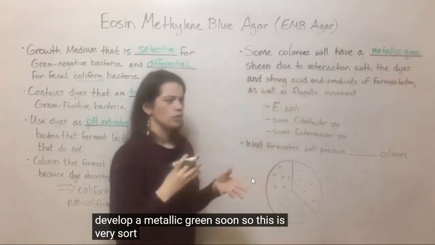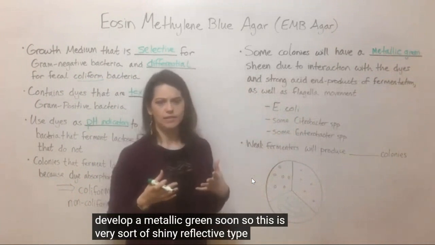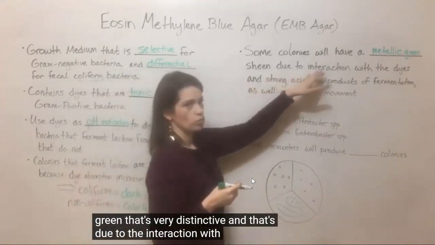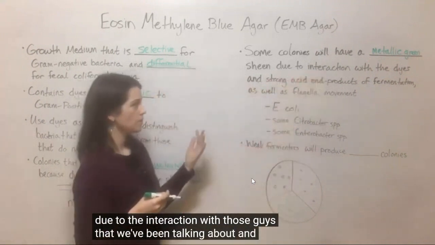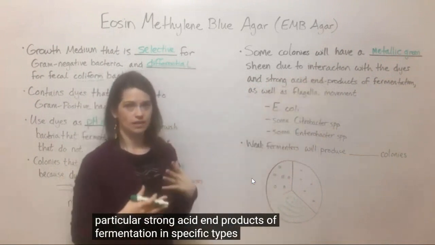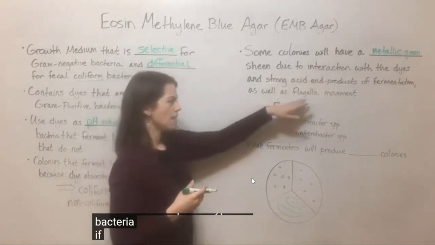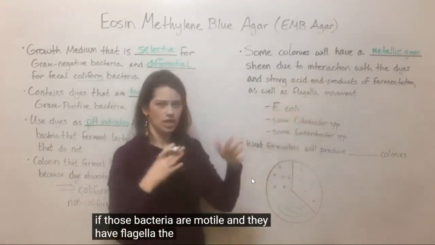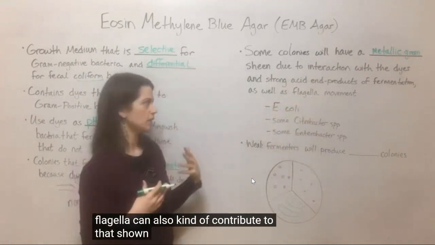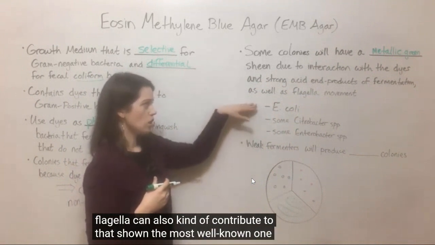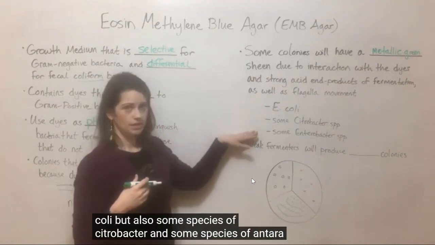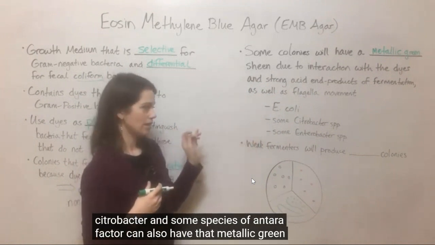So it's this very shiny, reflective type of green that's very distinctive. And that's due to the interaction with those dyes that we've been talking about, and particularly strong acid end products of fermentation in specific types of bacteria. If those bacteria are motile and they have flagella, the movement of the flagella can also contribute to that sheen. The most well-known one is E. coli, but also some species of Citrobacter and some species of Enterobacter can also have that metallic green sheen.